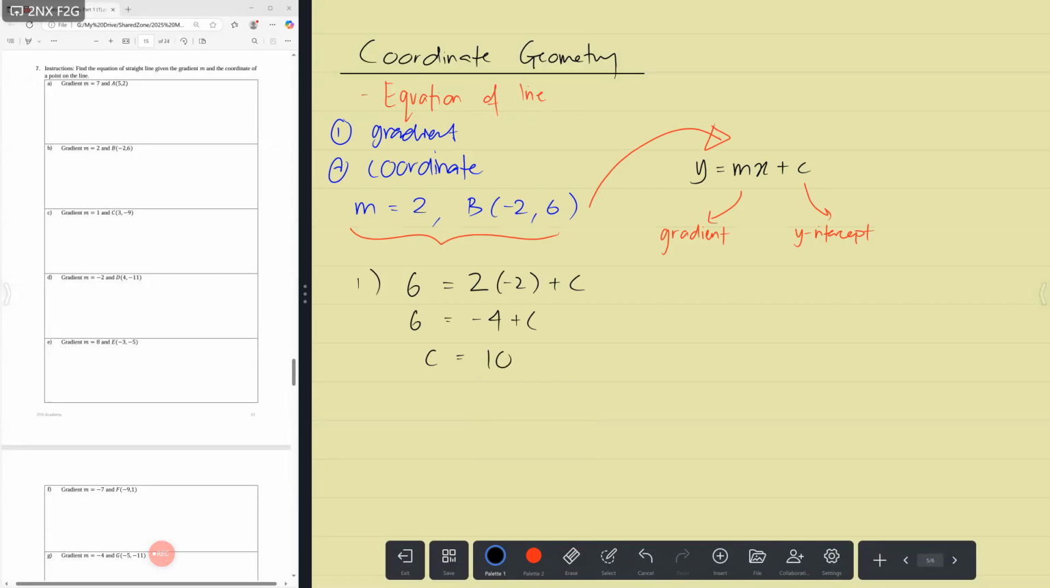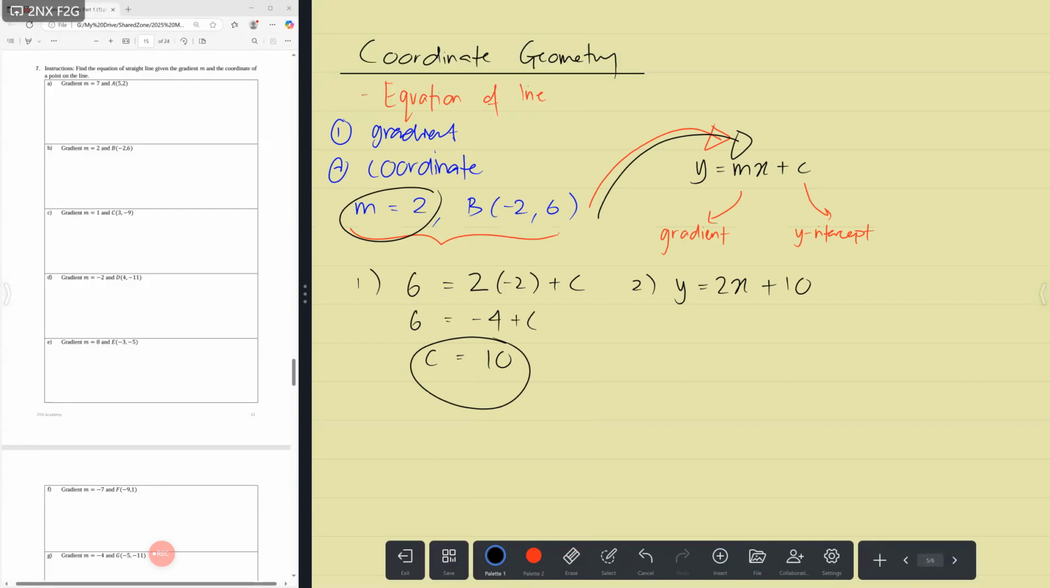Now that you know the value of c is 10, you get your equation of the line by substituting the value of your gradient and your y-intercept back into the equation of your straight line. Therefore, y equals 2x plus 10. That is how you find the equation of a straight line given a gradient and one coordinate.